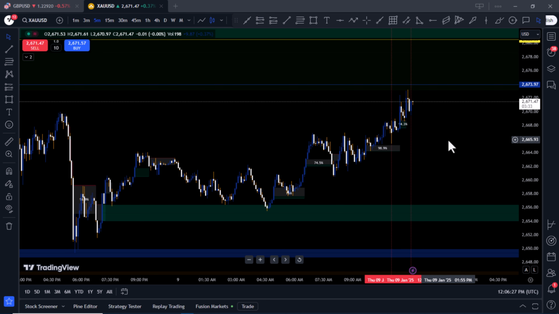So the 714 method is done, right? So it's done right now. So let's look at where our entries could be. So first of all, we are in an uptrend. As you can see, we are in a very simple yet nice uptrend.